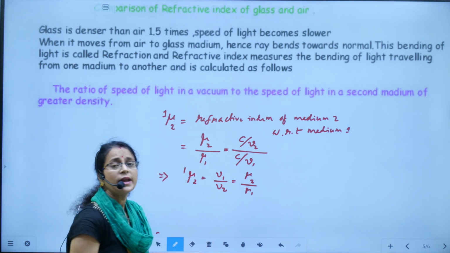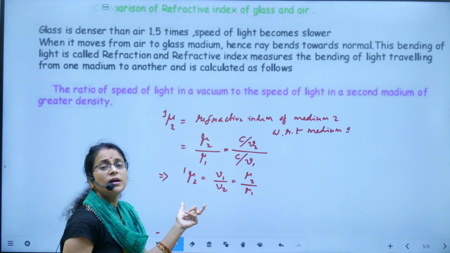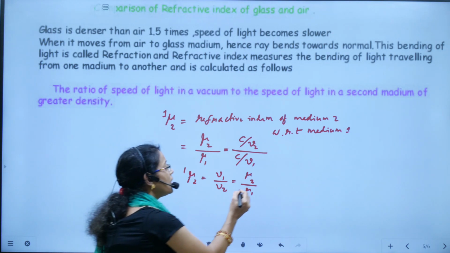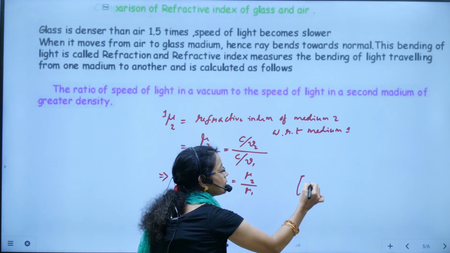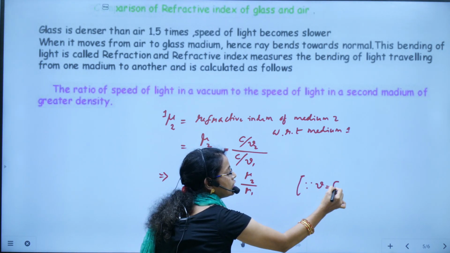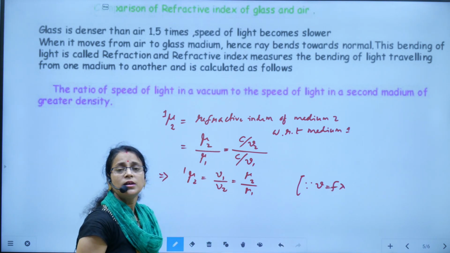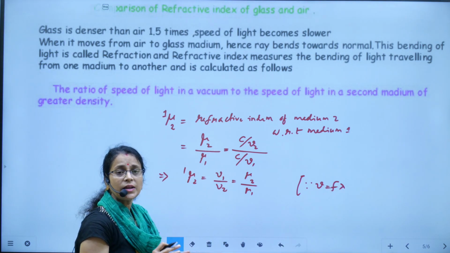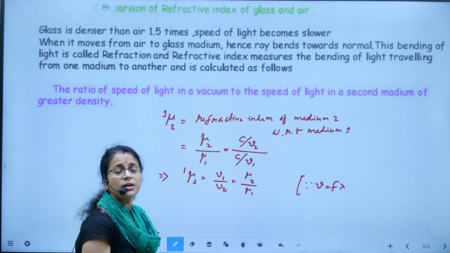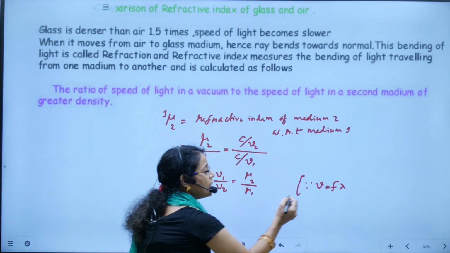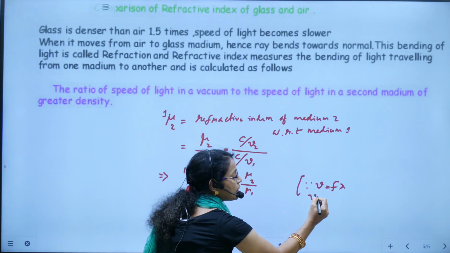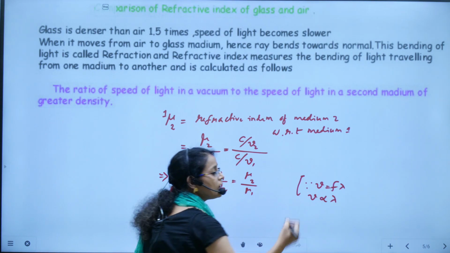And if you want to find the relation in terms of wavelength, then as we know, V is equal to f lambda. Always in refraction everything changes: speed changes, wavelength changes when it moves from one medium to another, but the frequency always remains the same. So frequency remains constant, that means V is directly proportional to lambda.